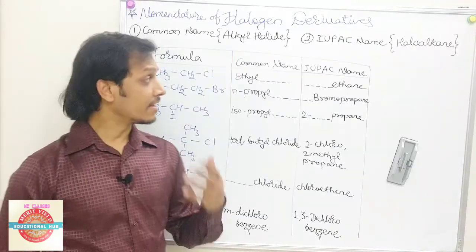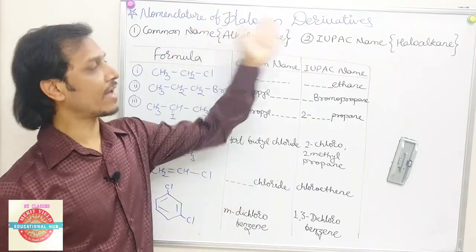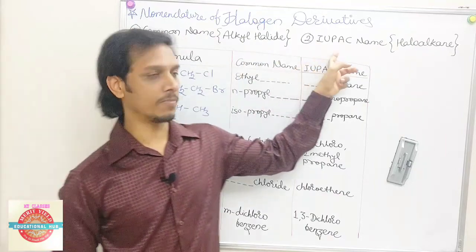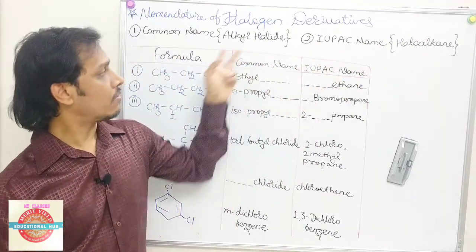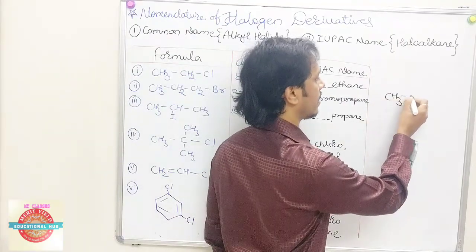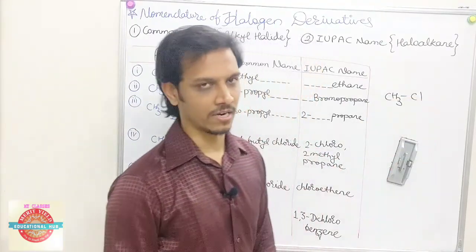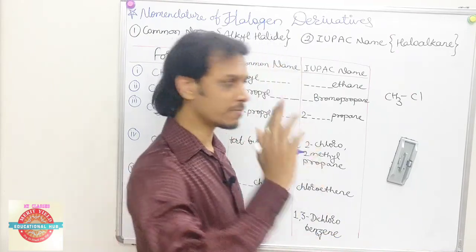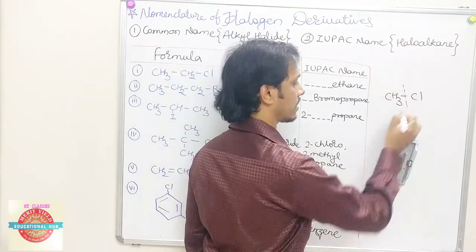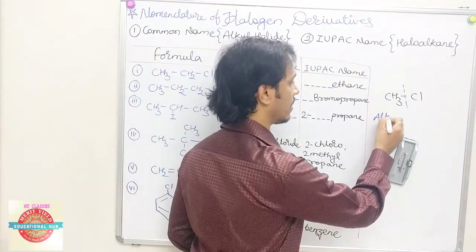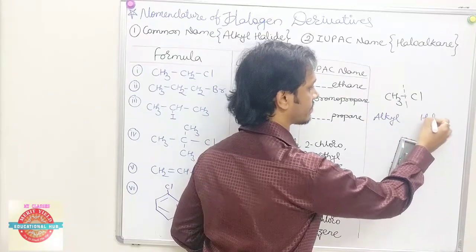Hi and welcome. Now we understand with the nomenclature of halogen derivatives. In that, as I said, there are two types, common name and IUPAC name. In common name, what are we going to do? For example, we will take CH3Cl. We'll take a simple example to understand first. What do we do for common nomenclature system? We have to first split the compound in two halves, two parts. First part is alkyl and the second part is halide.